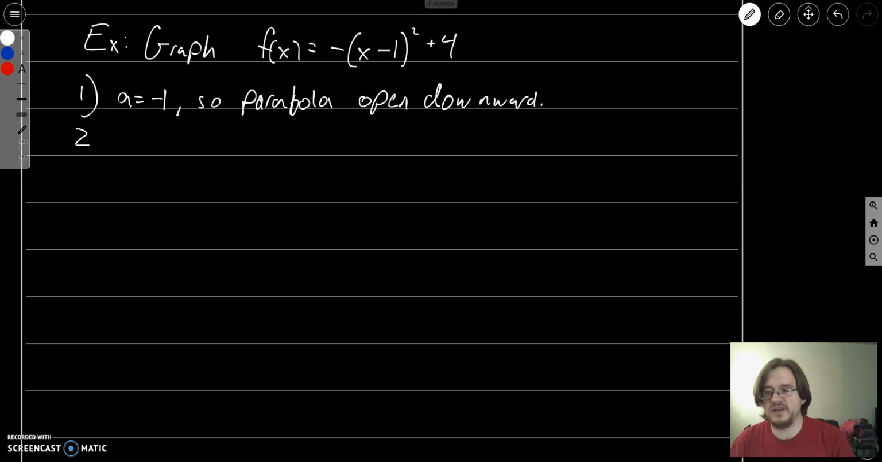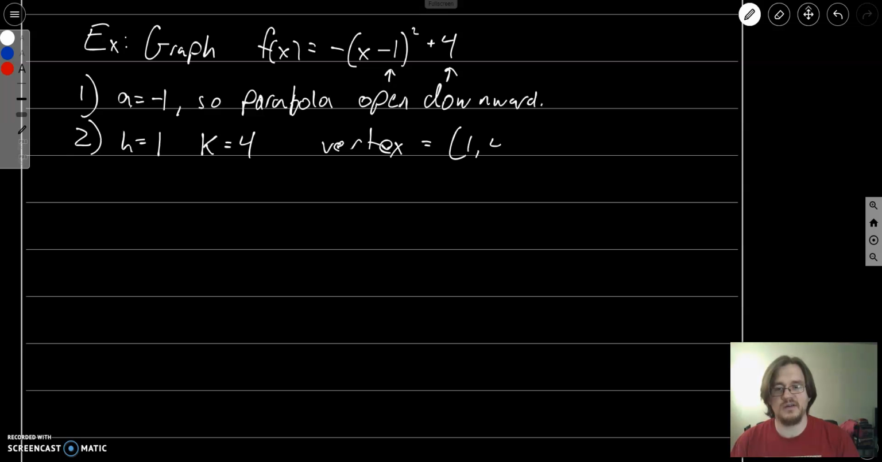So step 1 done. Step 2, we should look to see where that vertex is going to be. So we know the vertex is going to be at (h, k). So h here is going to be 1 because it's x minus h. So even though it's negative 1, it's x minus h. So h is just going to be 1. Whereas k is going to be 4. So the vertex will be at (1, 4).